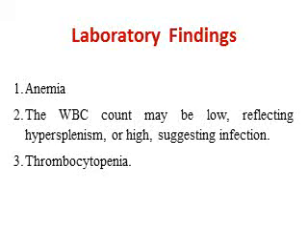And we may find normochromic normocytic anemia, which is due to chronic disease, as cirrhosis and liver cell failure is a chronic disease, and there is an increase in certain cytokines which may lead to suppression of the bone marrow. Also, the white blood cell count may be increased in cases of infection or may be decreased in cases of hypersplenism.